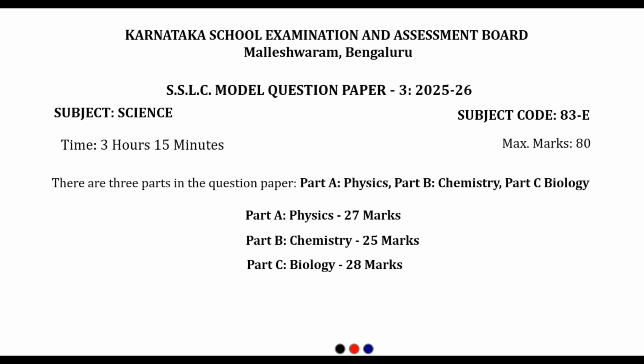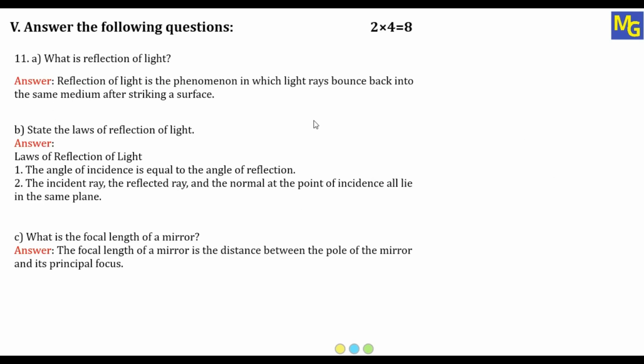So let's start with the first 4 mark question from part A physics. It is Roman number 5. Answer the following questions. We have to answer 2 questions and each question will carry 4 marks. Total marks from this section we are going to get 8. So we'll start with question number 11, where you have an internal choice.